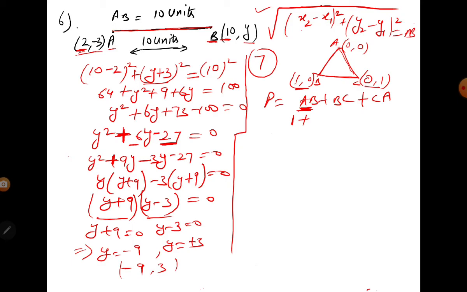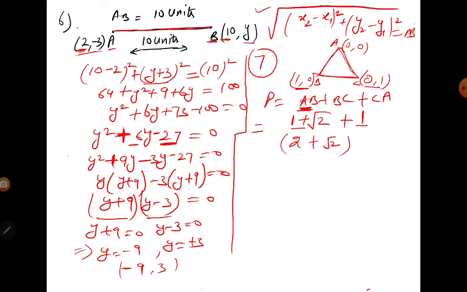Okay. Then BC, again with this coordinate and this coordinate. Then x2 minus x1 means 1. 1 square is 1 again. Then y2 minus y1, 1 minus 0 is 1. So 1 square plus 1 square is 2, root 2. So root 2 is BC. Then CA. 0 minus 0 is 0. Then 1 minus 0 is 1. 1 square is 1, root 1 is 1. So CA will be 1. So my perimeter will be 1 plus 1, which is 2, plus root 2.